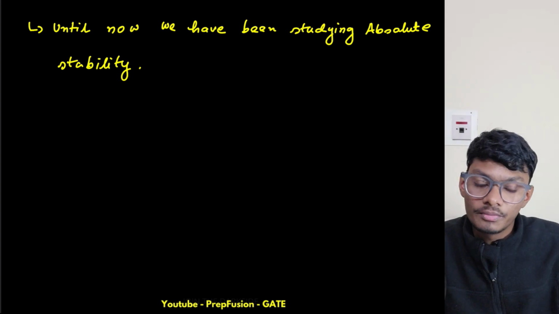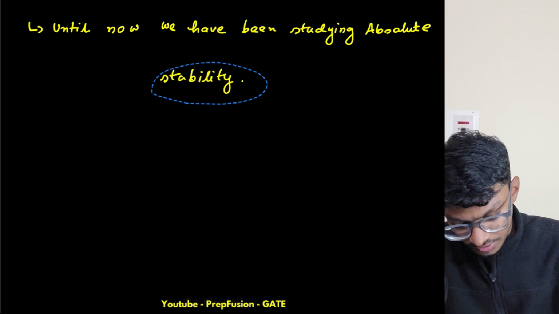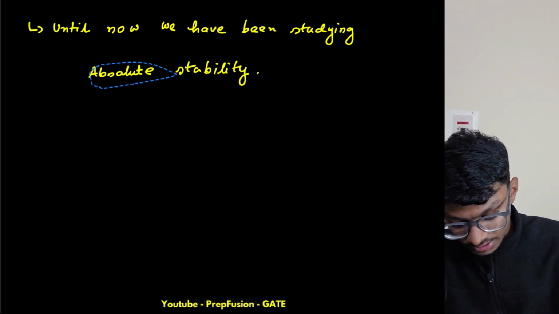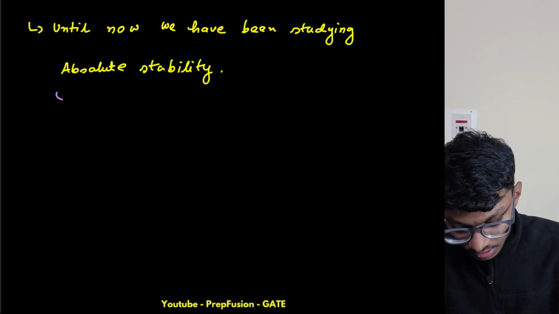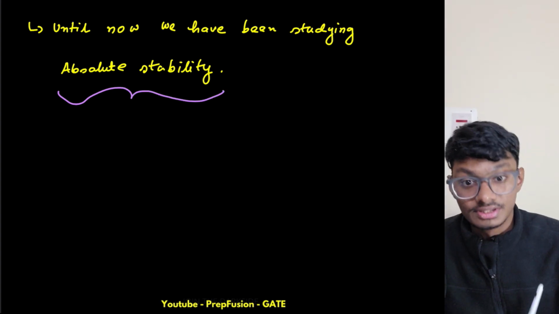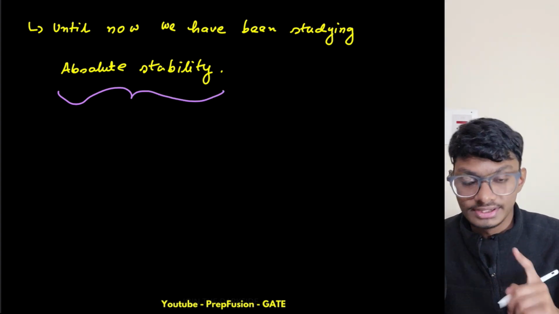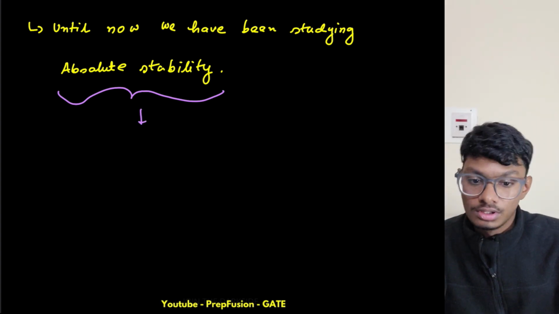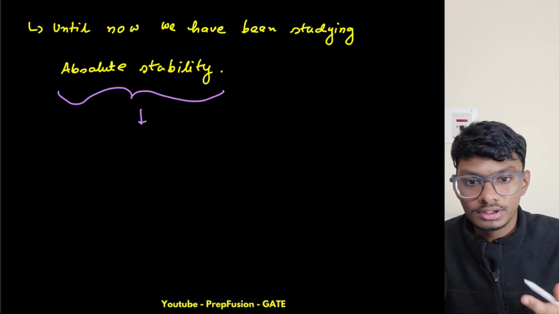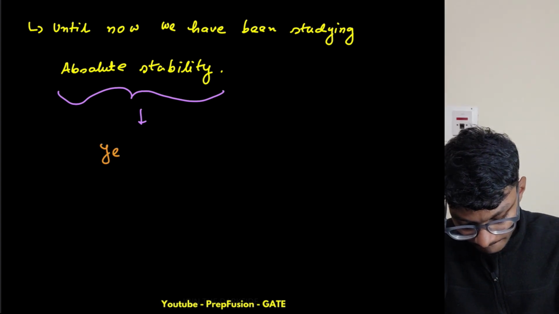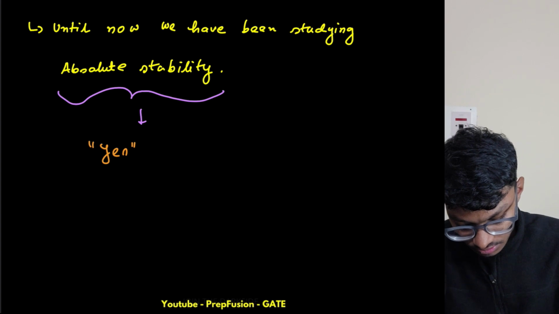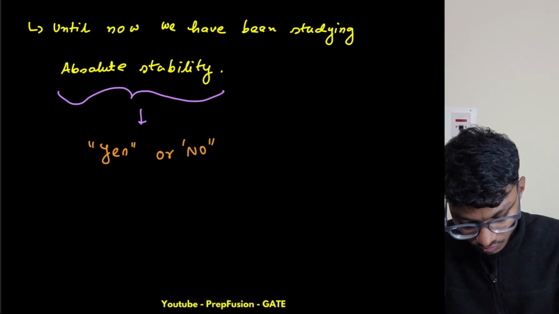Up until now we have been studying absolute stability. Now what do I mean by absolute stability? I have told you previously, but again I will tell you that absolute stability gives me a simple one word answer, yes or no. Is my system stable or not? Yes or no. Basically a boolean answer.